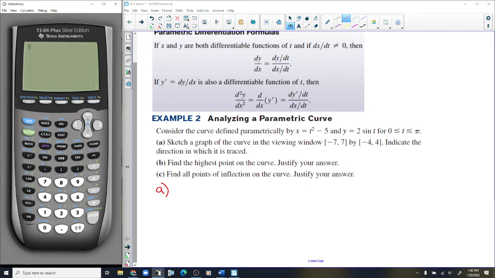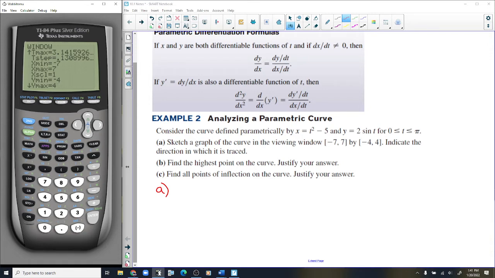All right, here we go. We're going to go to mode, and go to parametric. Then go to y equals and put in t squared minus 5 and 2 sine t. The window we want is t from 0 to pi. And then it tells us that the x's go from -7 to 7, going by ones there, and the y's are -4 to 4.